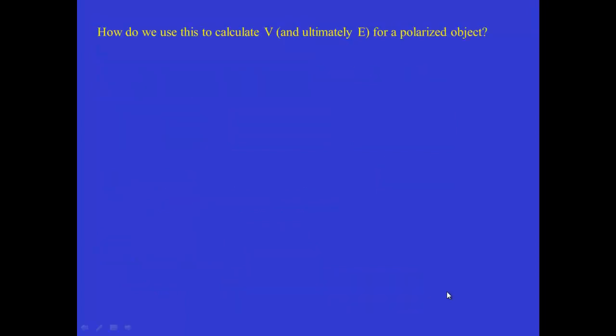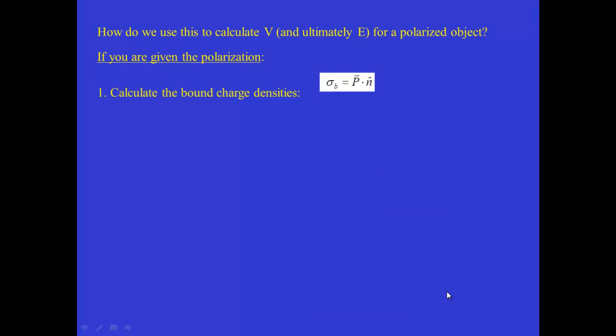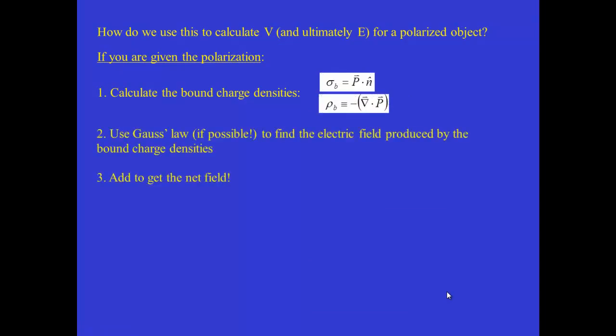So we'll work on this in class, following these steps, and show just how powerful this formalism can be to find the electric field of a polarized object.